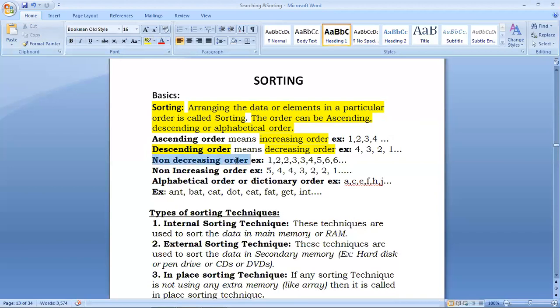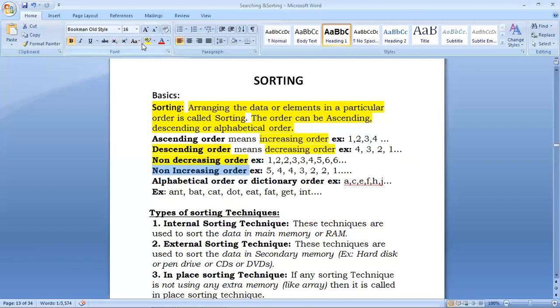Non-decreasing order, there is another kind of order, that is non-decreasing order. Meaning is that if you look at this example 1, 2, 2, 3, 3, 4, 5, 6, 6. If you observe, these values are not strictly increasing but not decreasing also. That's why this type of order of elements are called non-decreasing order of elements or values.